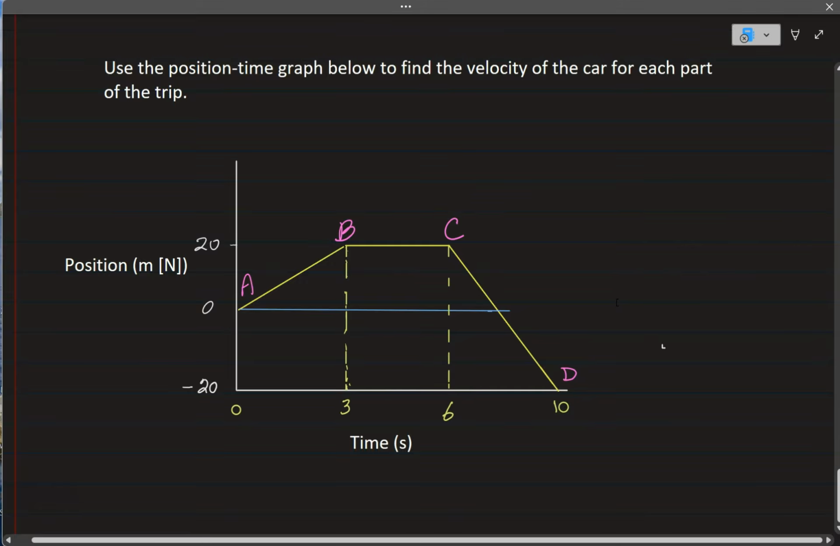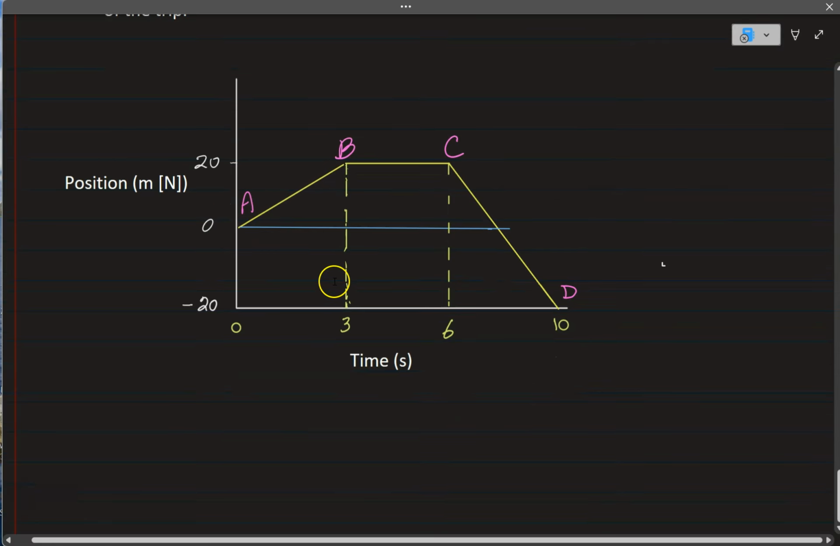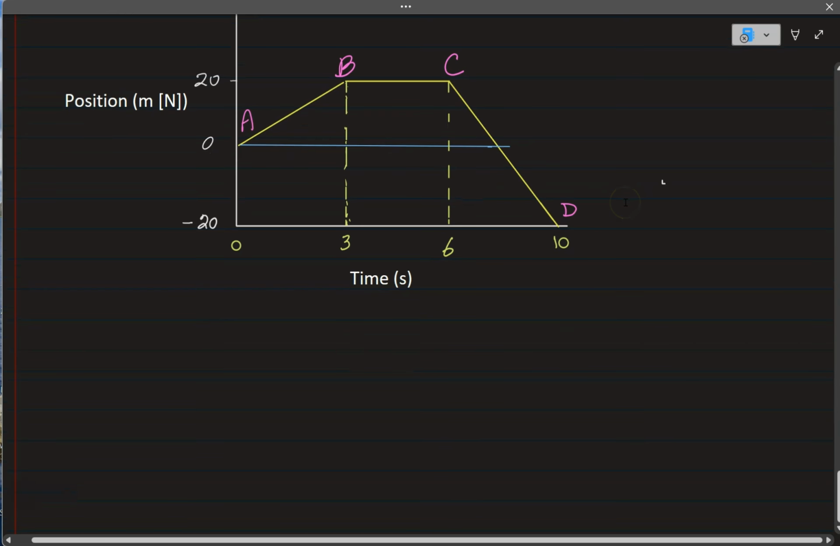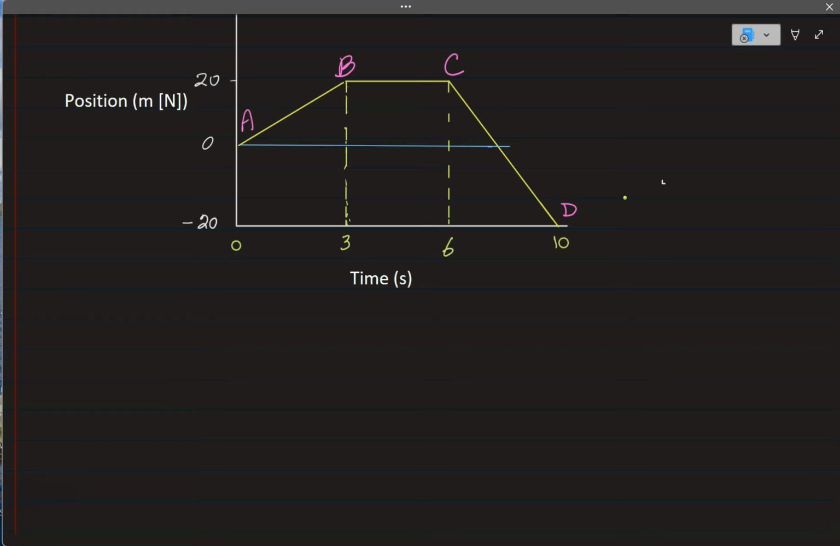All right, we have this diagram, a position time graph, and we want to find the velocity of the car for each part of the trip. The way I have done it is that we have 3 intervals: AB, BC, and CD. So let's go through each of these intervals and talk about what they are. First, the interval AB, what's happening?